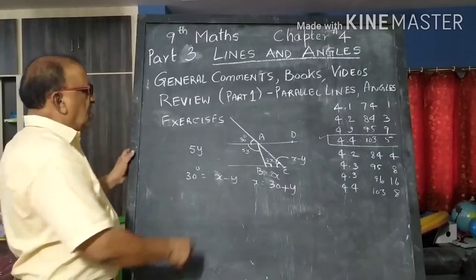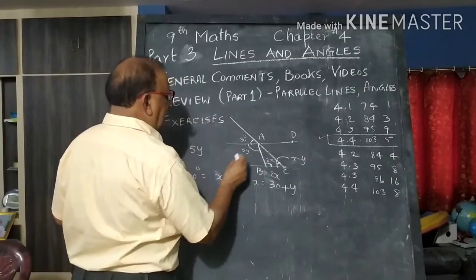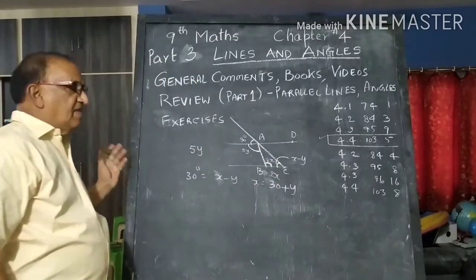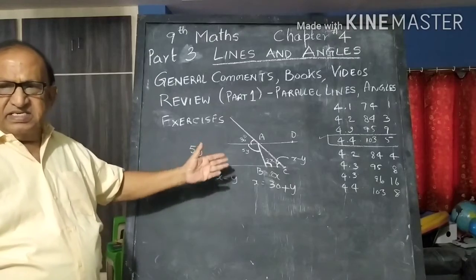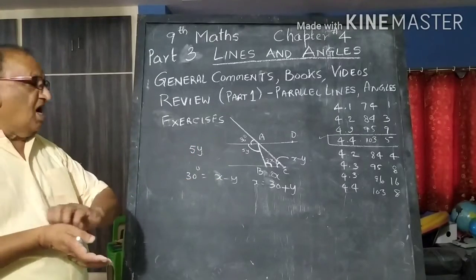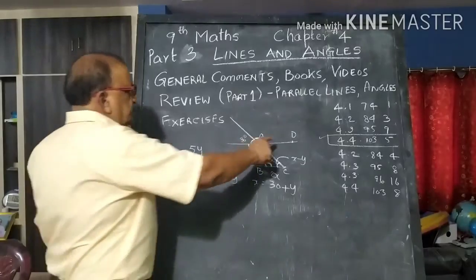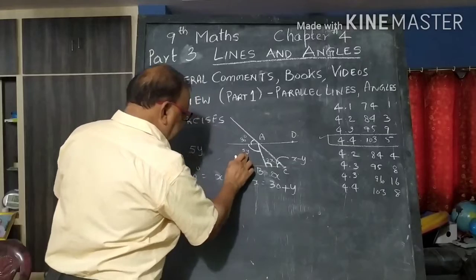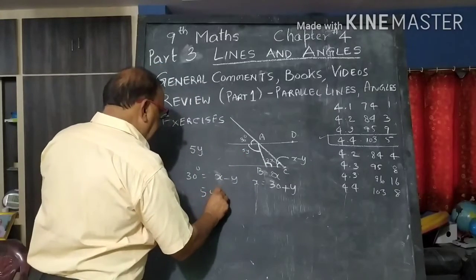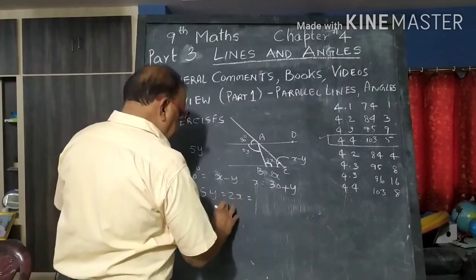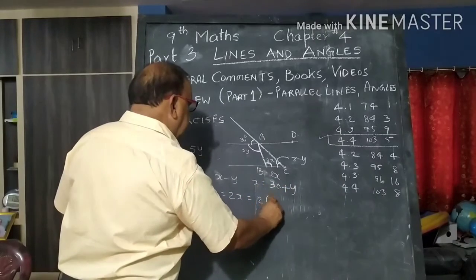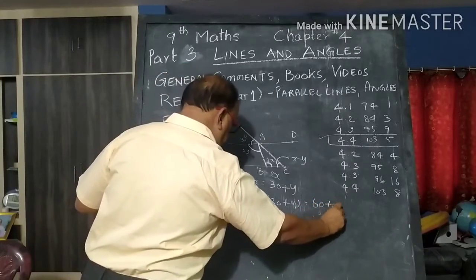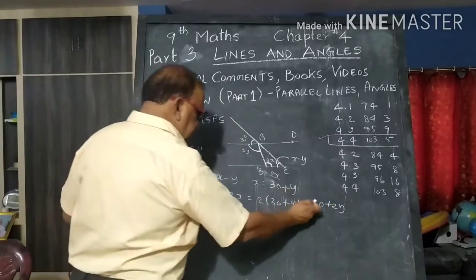And similarly, if AD and BC are parallel, this angle is equal to this angle. That is the interior opposite angles. You see that? These two lines are parallel. These two are interior angles. So this is 5y. 5y is equal to 2x. 2x means 2 into 30 plus y, that is equal to 60 plus 2y. So 5y is equal to 60 plus 2y.